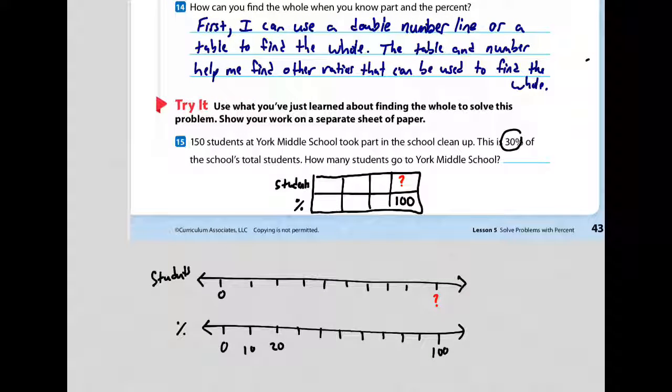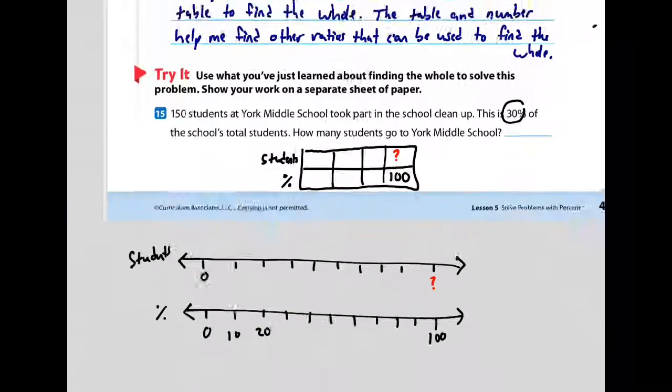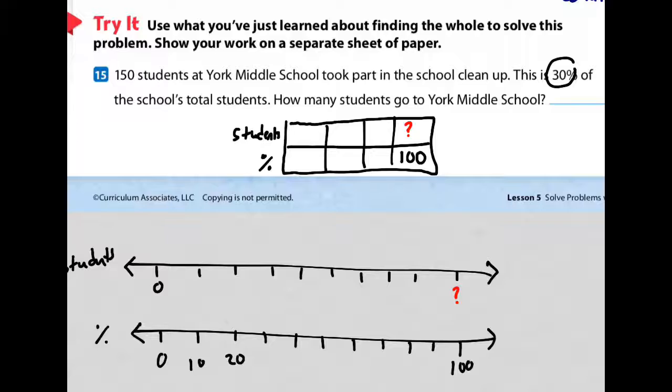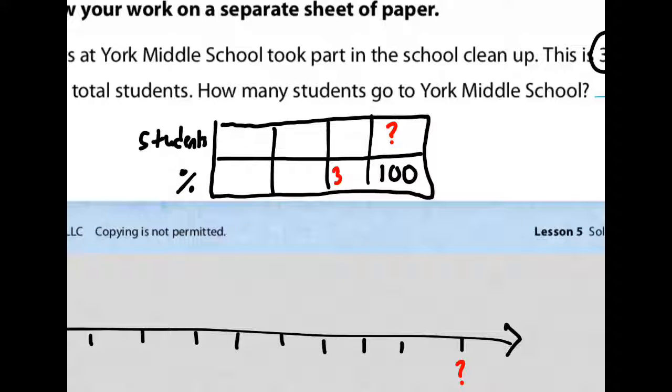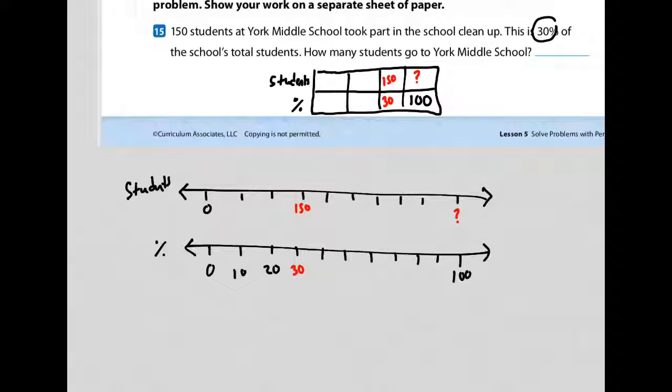All right, so you should be done with number 15. Now, as I answer the question, I'm going to do it with the table and with the double number line. So let's get started. So remember, 150 students at the middle school took part in the cleanup, and that's 30%. So I'm just going to write, doesn't matter where in the table, 30% is 150 students. Now down below, my 30% is 150 students will go there. But I am going to continue with my other percents, 40, 50, 60, 70, 80, 90. If you didn't write them, no big deal.